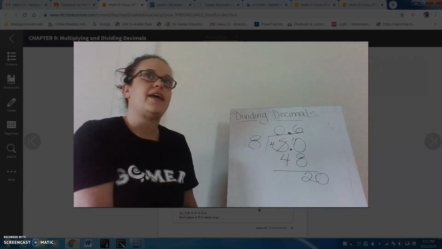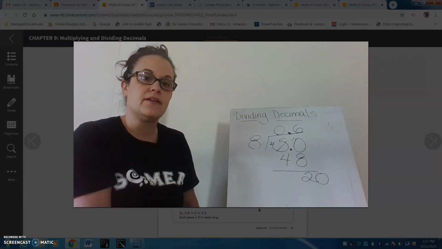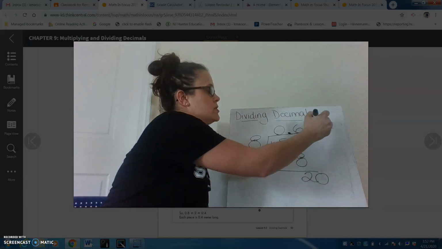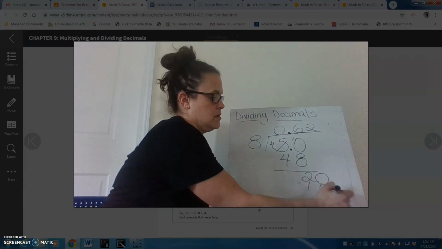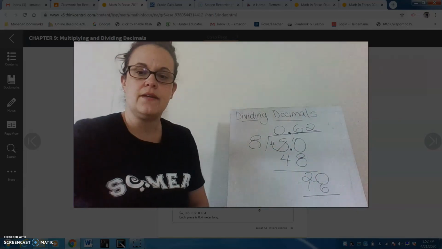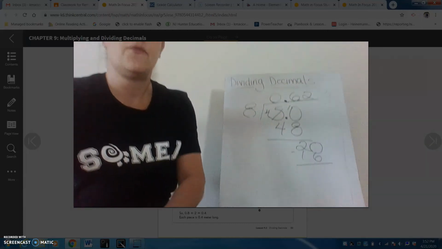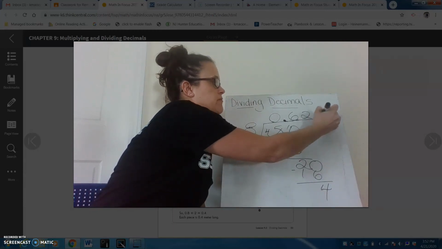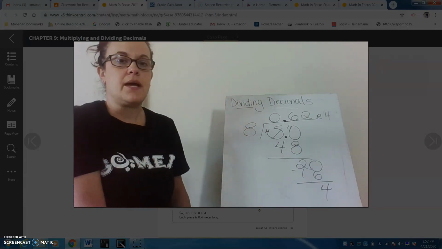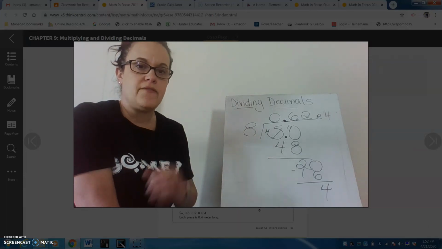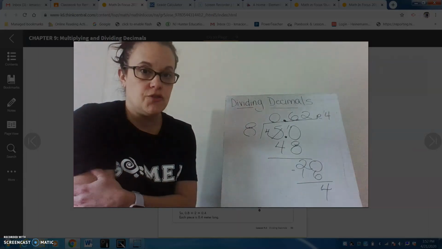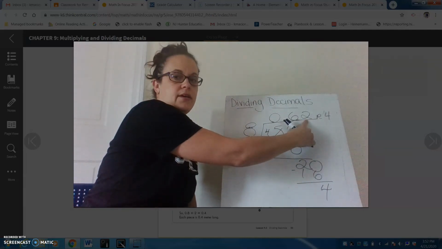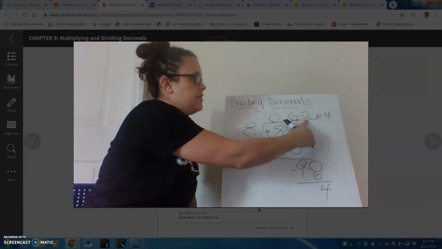Think how many, if I had 8 and I regrouped them into tenths, how many can fit into 20 tenths? The closest would be 2, which would be 16. Let me just adjust this for you. And if I found the difference, my remainder would be 4. Now sometimes when we have this kind of quotient, we're asked to find our quotient to the nearest tenth or nearest hundredth.